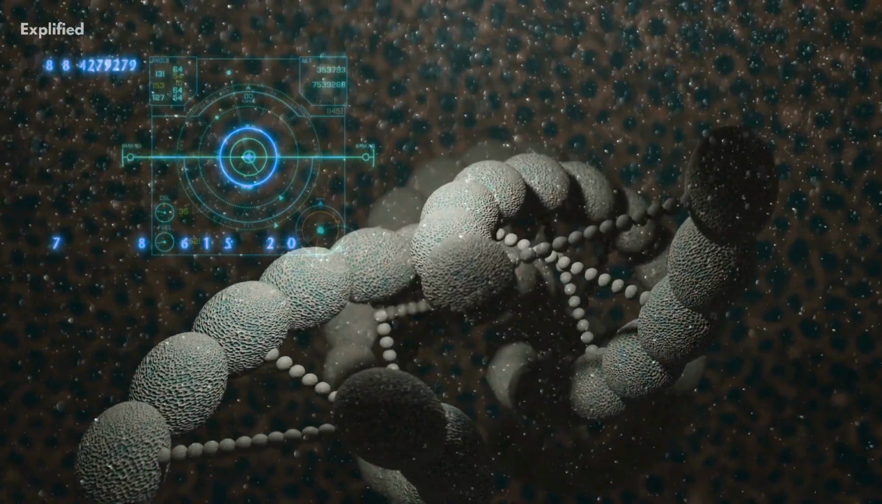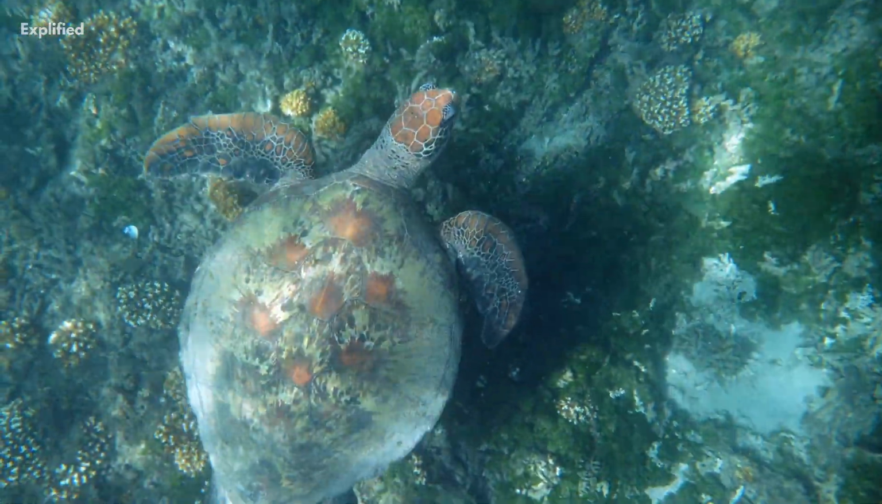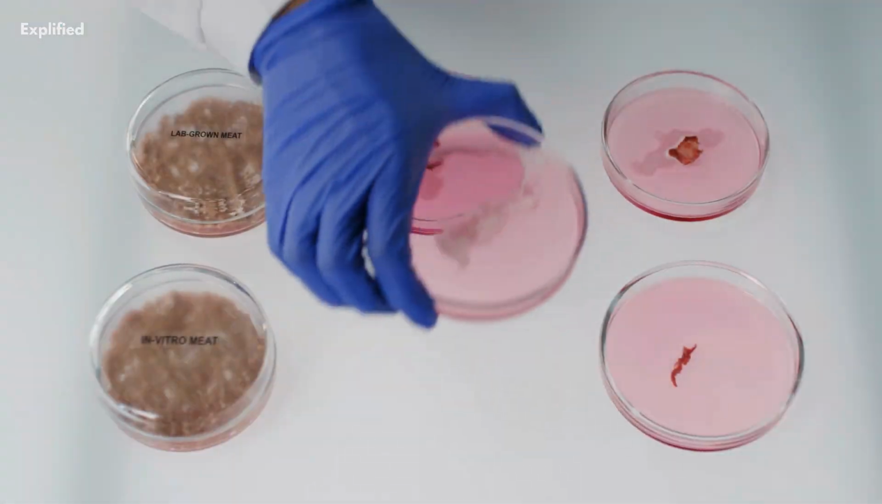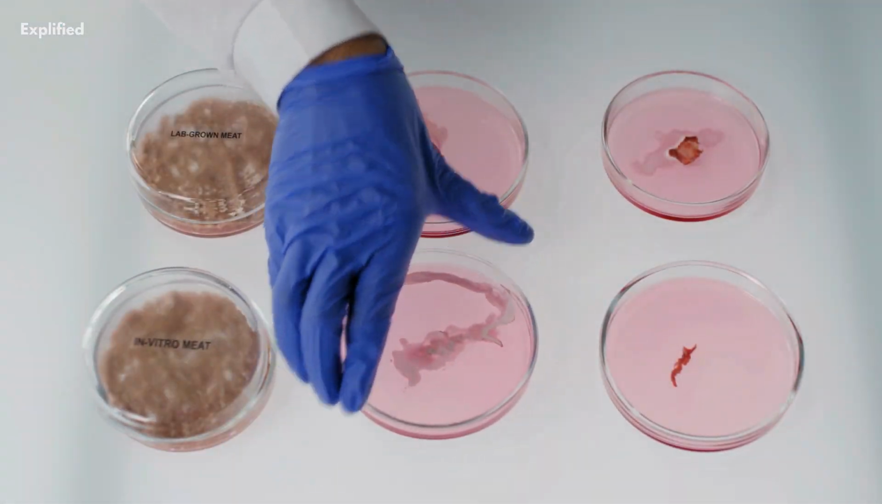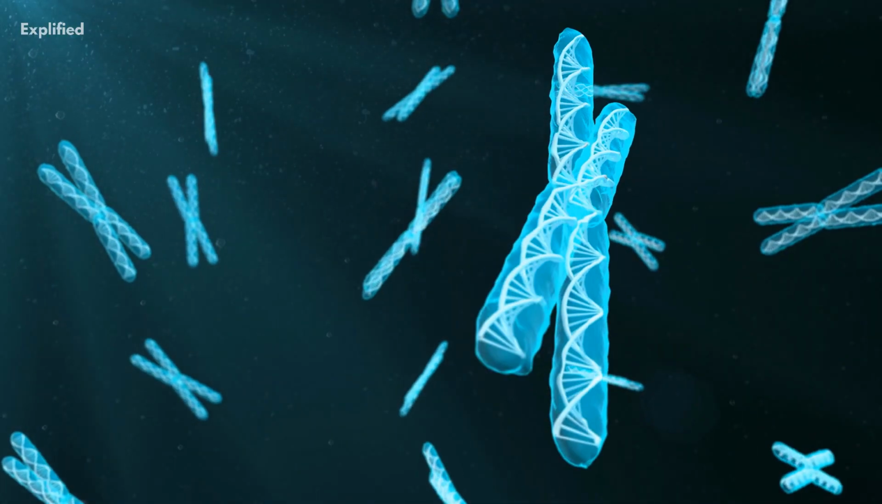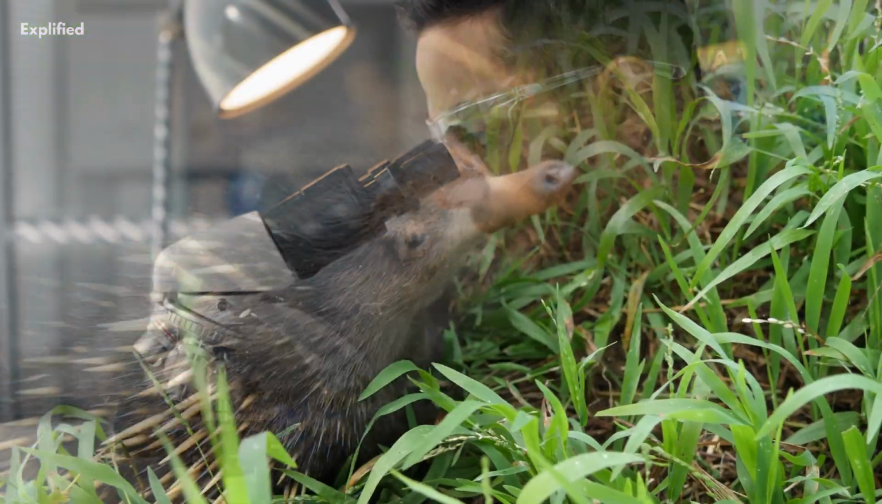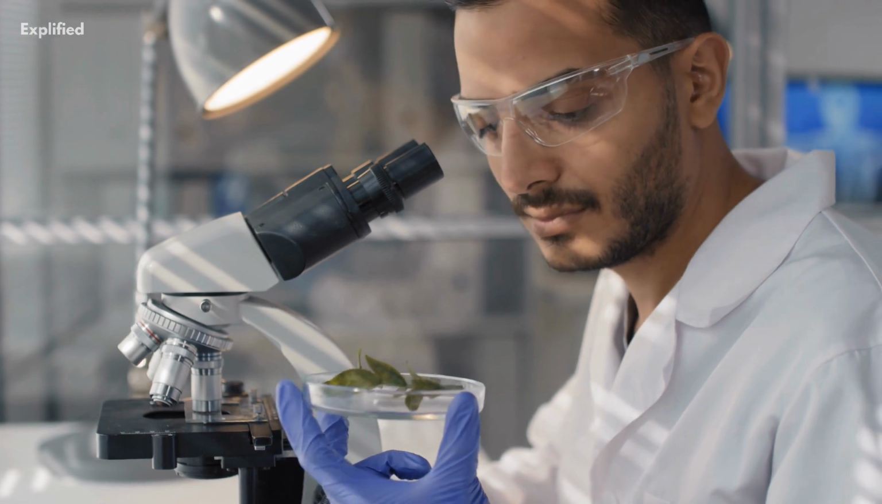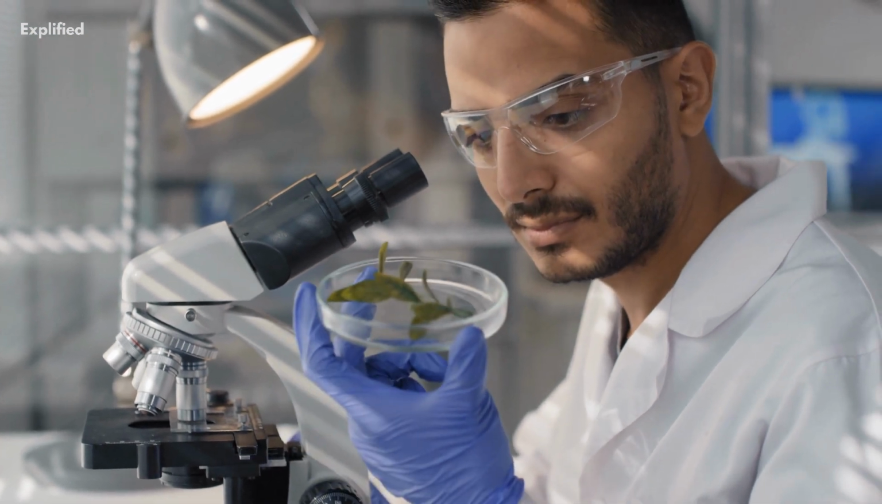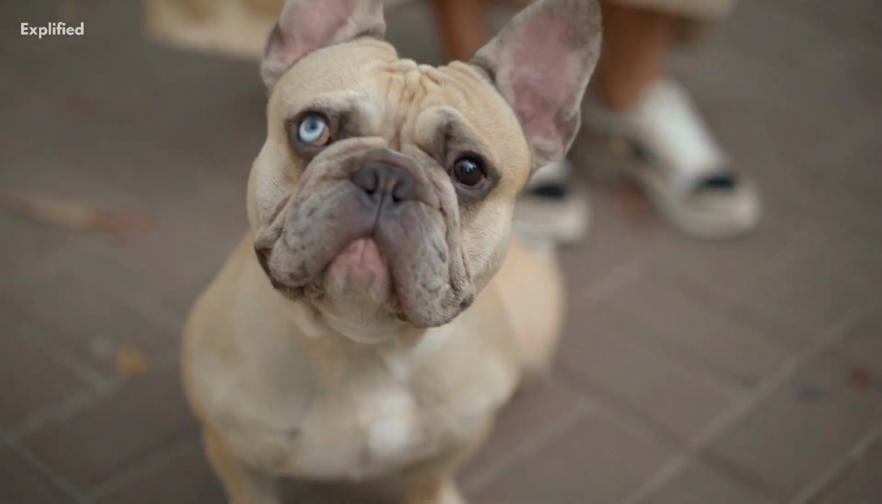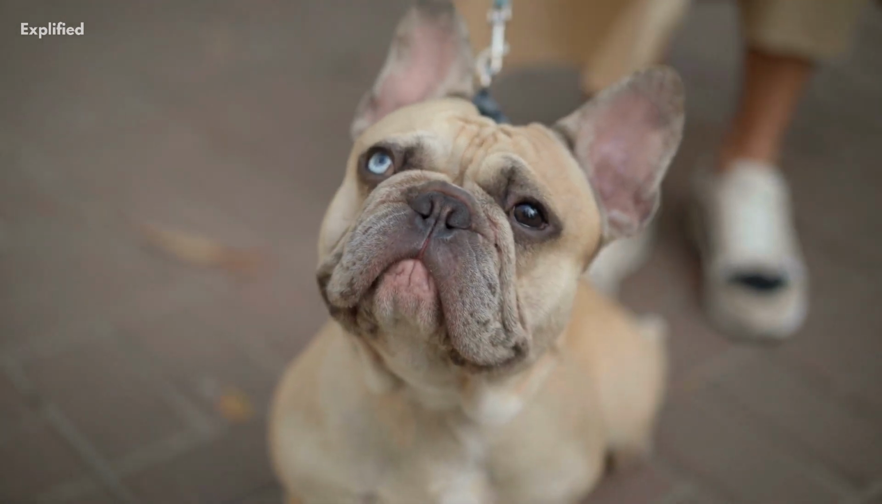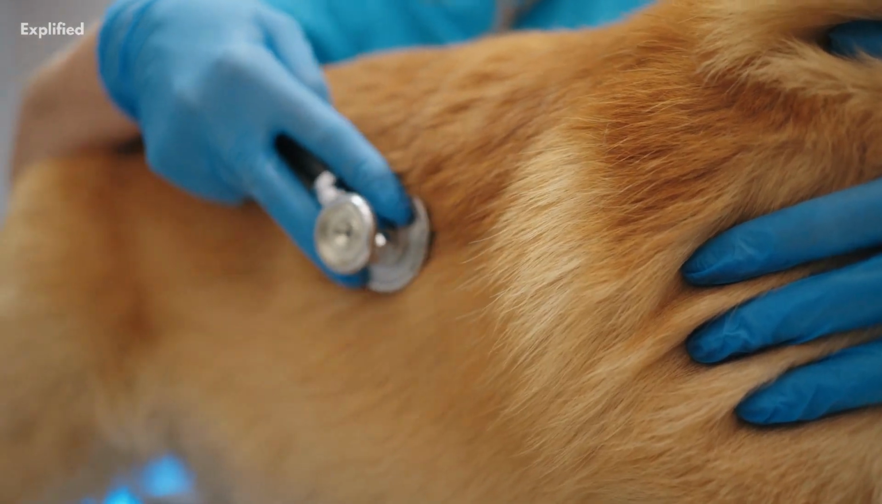Genome editing can also be used to help conserve endangered animal species. Scientists can use genome editing to modify the genes of endangered animals, potentially improving their chances of survival in the wild. For example, researchers have used genome editing to create hornless cattle, which could help to reduce the risk of injury to both the animals and their handlers.